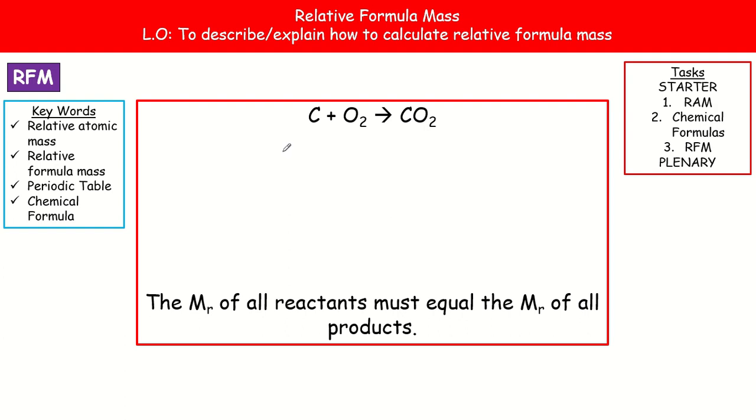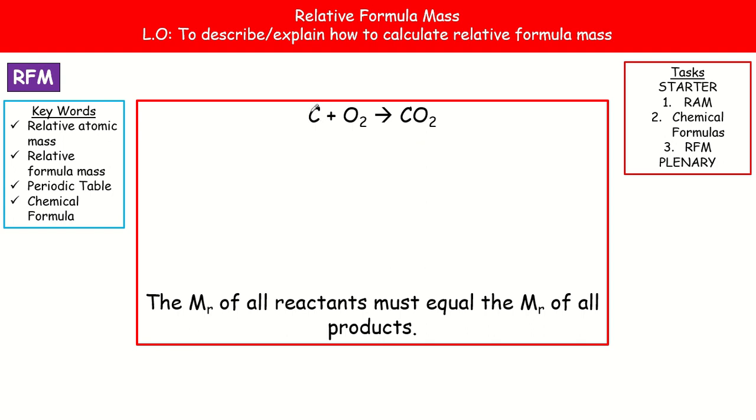Now, what we could be asked to do is use a chemical equation like the one we've got here in order to work out an unknown mass. What we need to know is a real basic rule, given to us at the bottom here: the relative formula mass of all of the reactants must equal the relative formula mass of all the products. By that, we mean that everything on this side, if we add up all their relative formula masses, must come to the same total as all of the relative formula masses on the other side of the arrow. So let's have a little look and see if this works.